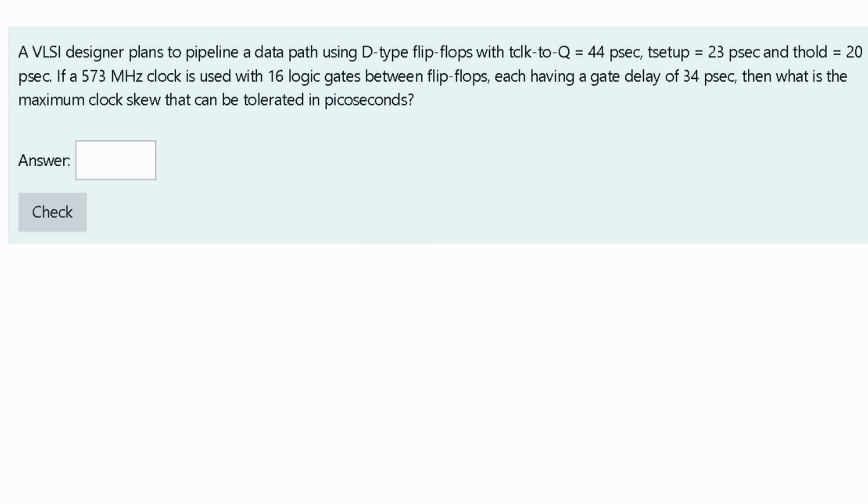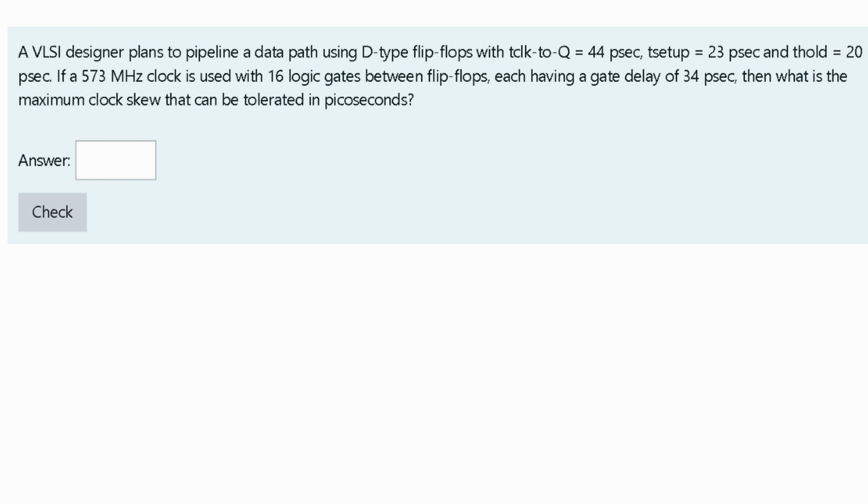If you have something similar or a little bit different, you can rearrange the formula that we're going to use to solve for this. But for this one specifically, we're going to want to pay attention to all the variables that are given. Specifically, we are going to tie the 16 logic gates with our gate delay, right? Because we have 16 logic gates between our flip-flops, and each gate delay is 34 picoseconds. So each one has 34 picoseconds, and we have 16. So that's how we look at that.